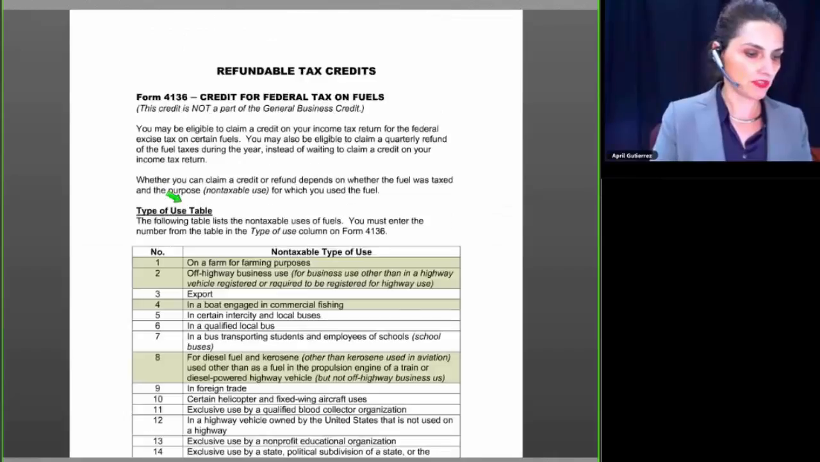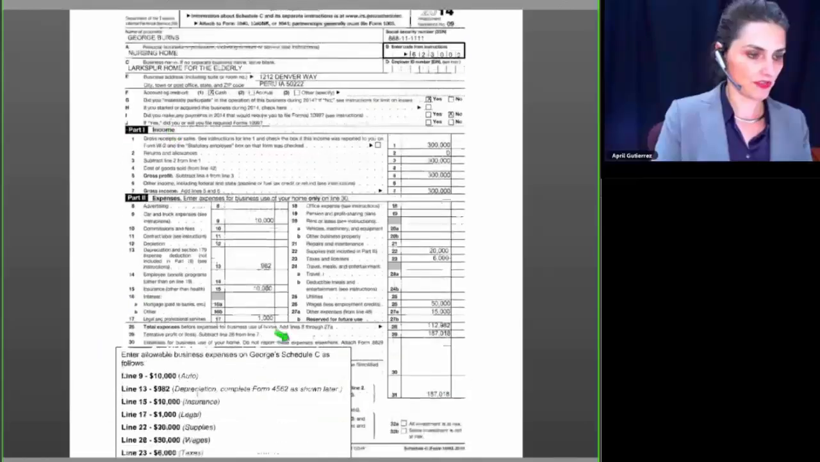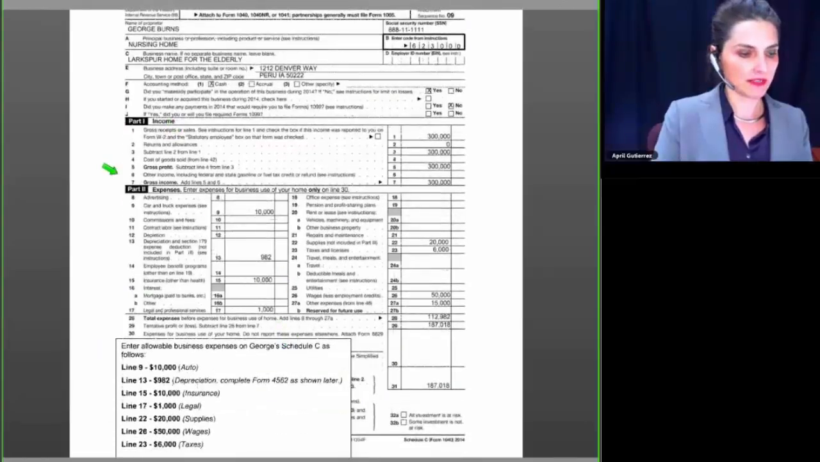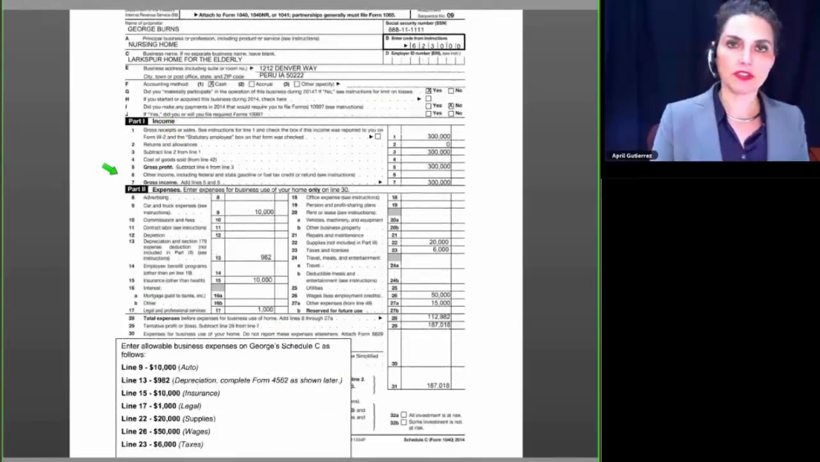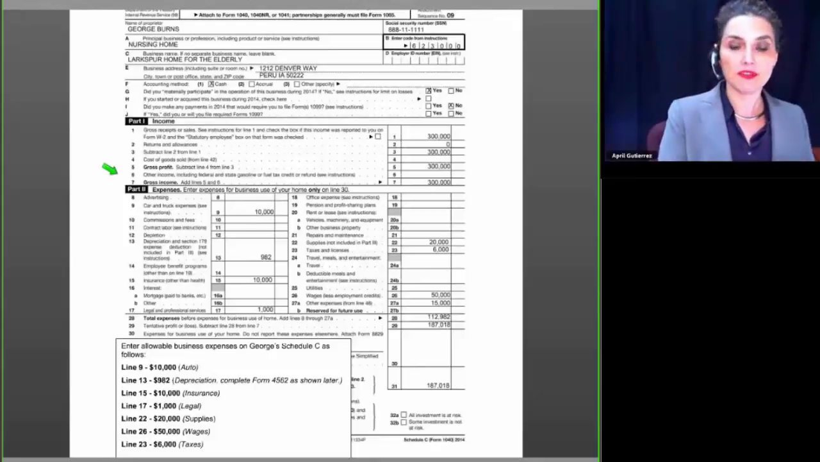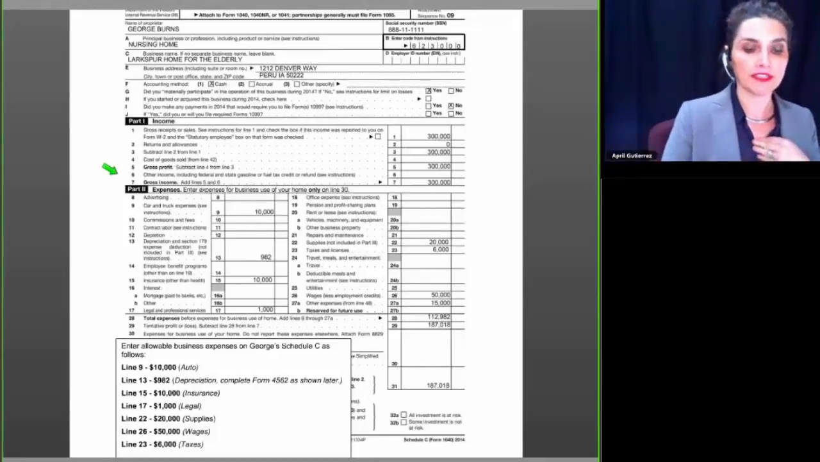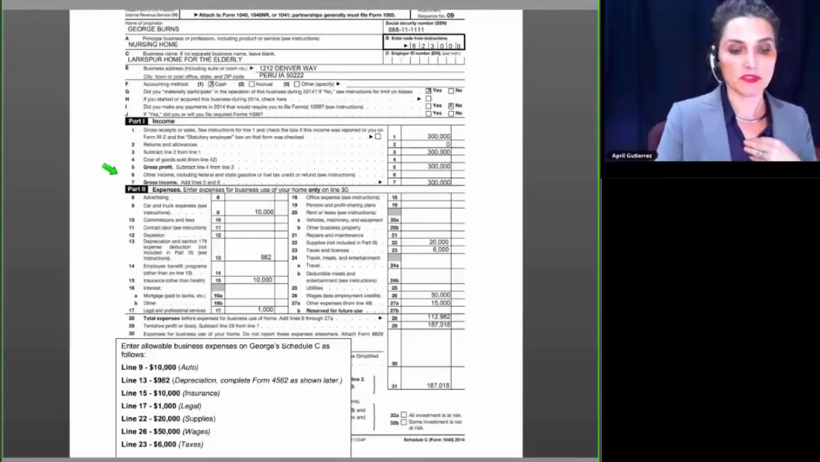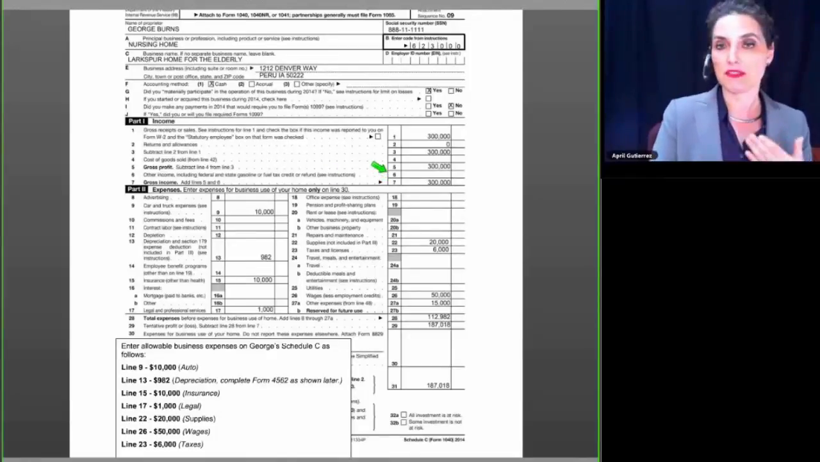I had a few Schedule Cs in here. Let me pop up and just show you that line 6 if you can't picture it in your head. It's way up here under George Burns, wasn't it? George Burns, here we are. So line 6, right here, other income. So if your client is eligible for that federal tax credit on fuels, when you prepare the tax return for the year in which they receive that refund, it would be listed as other income on line 6.